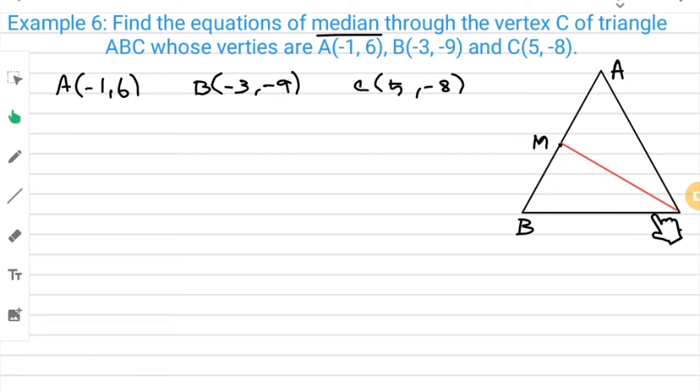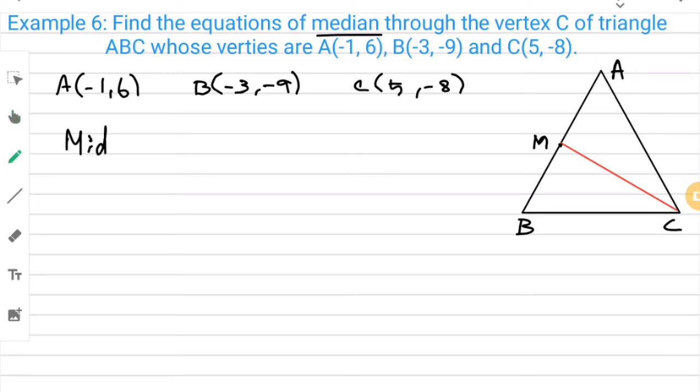To find the equation of the CM, we need the slope of the line and any one point. We know one point, the point C, but we don't know the slope. To find the slope, we need the point M. And I told you M is the midpoint of AB, because a median is a line joining the vertex to the midpoint of the opposite side. First I'm going to find the midpoint of AB.